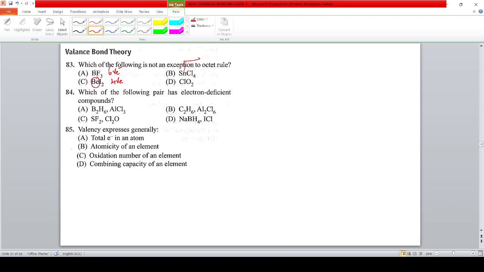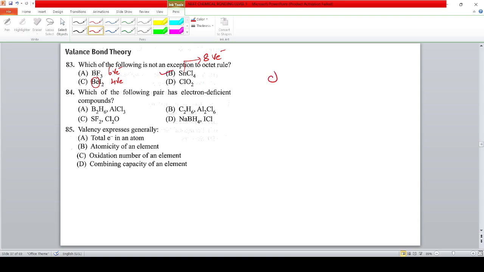Tin, carbon family. So tin has exactly 4 plus 4, 8 valence electrons. So the answer for the question is option B.